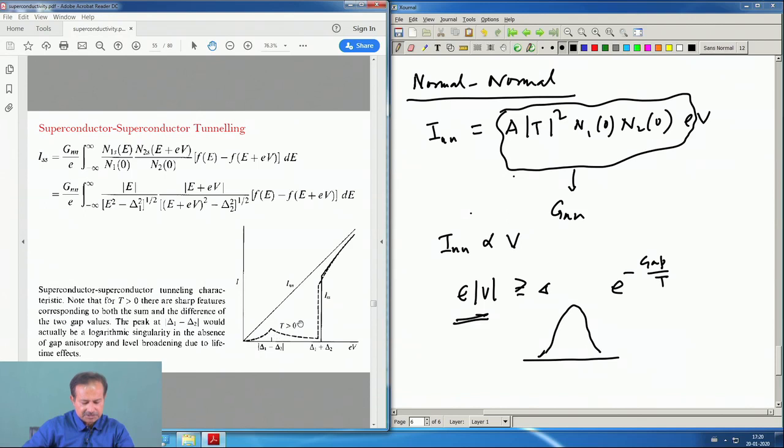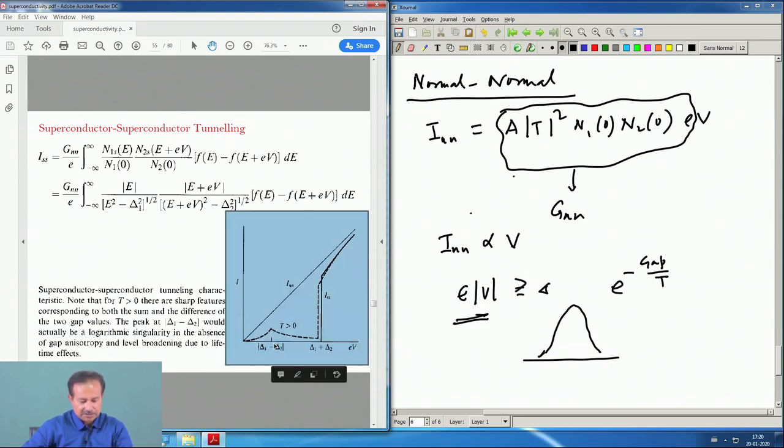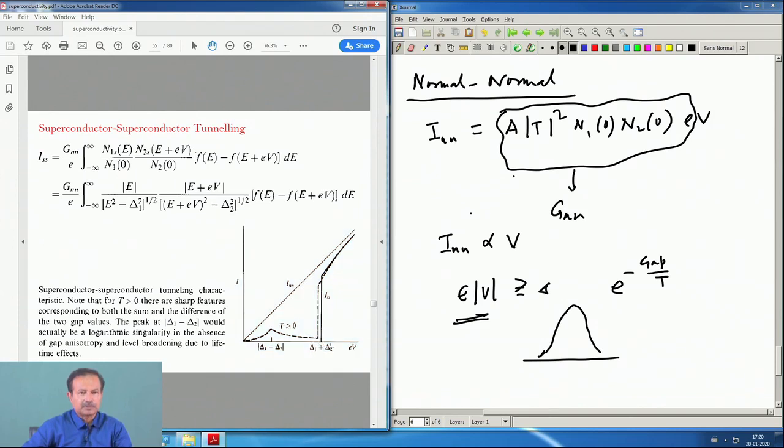For T greater than 0, there are of course excitations available, and you can check that there are two kink-type structures: a kink-type peak here at mod delta 1 minus delta 2, and it starts picking up from delta 1 plus delta 2. So your two gaps are there. Your EV has to cross these two gaps, and it starts conducting at that point.